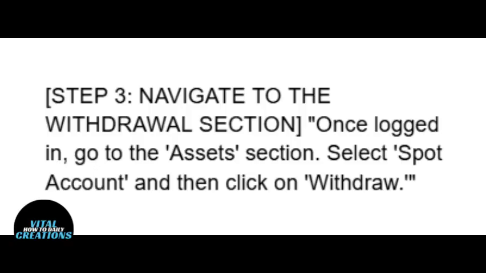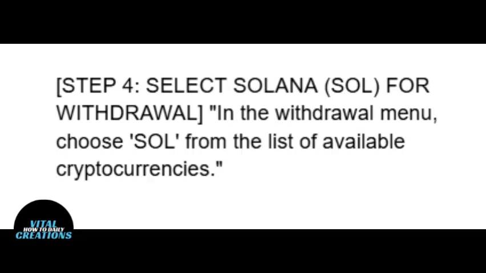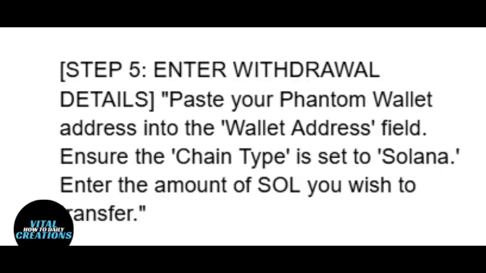Now once logged in, go to the Assets section, select Spot Account, and click on Withdraw. Now in the withdrawal menu, choose Sol from the list of available cryptocurrencies. Paste your Phantom wallet address into the wallet address field. Ensure the chain type is set to Solana. Enter the amount of Sol you wish to transfer.